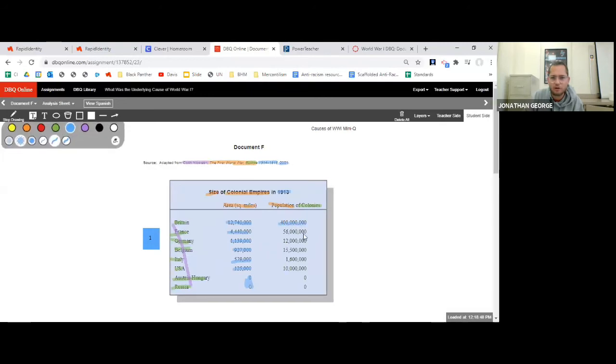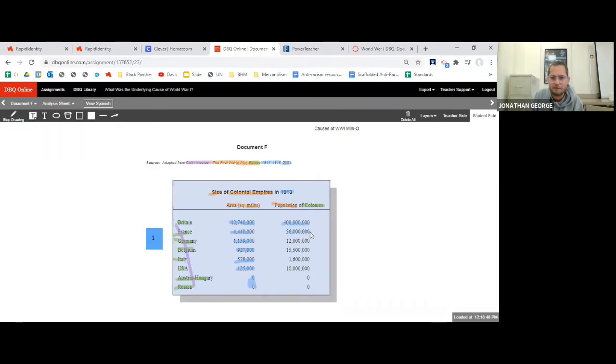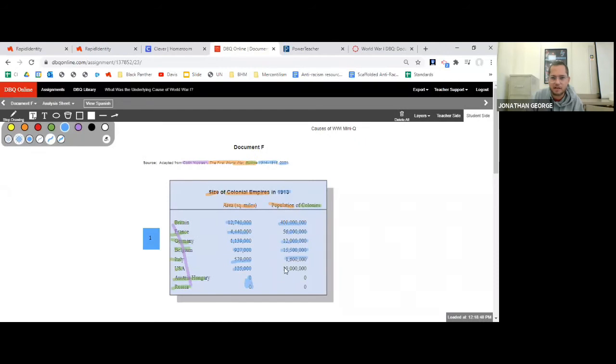So 400 million for Britain, 56 million for France, 12 million, 15.5 million for Belgium, 1.6 million for Italy, 10 million for the United States, none for Austria and Hungary because they don't have extra territory outside of their own.